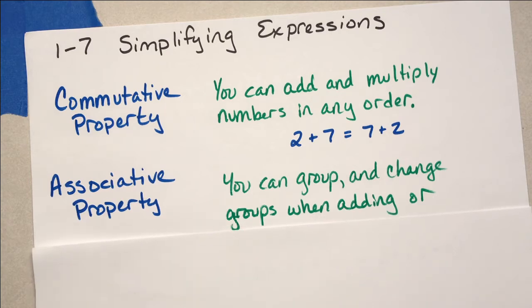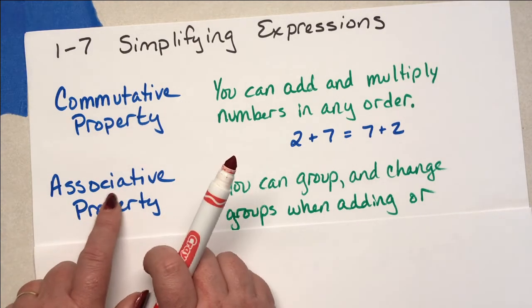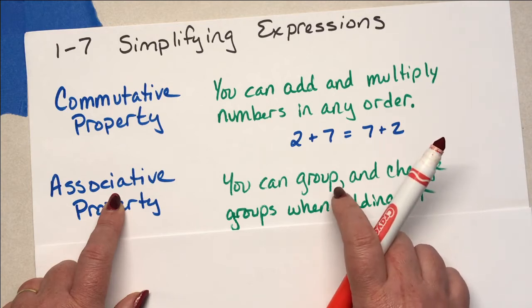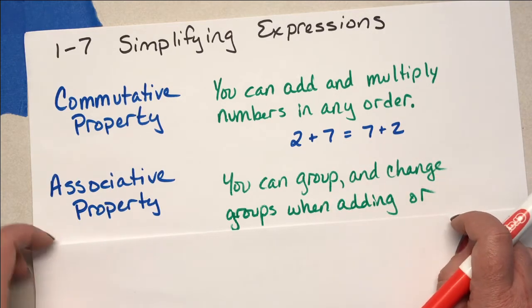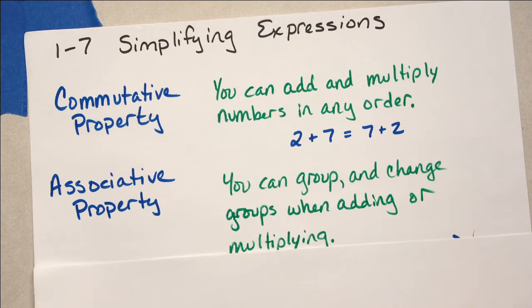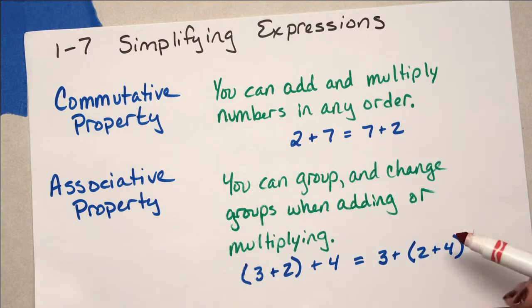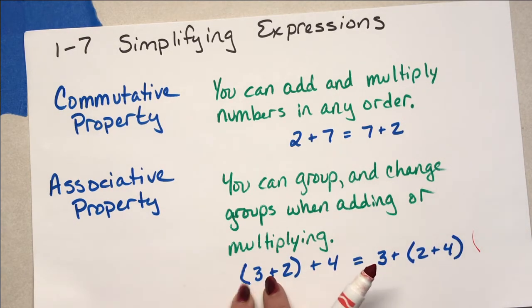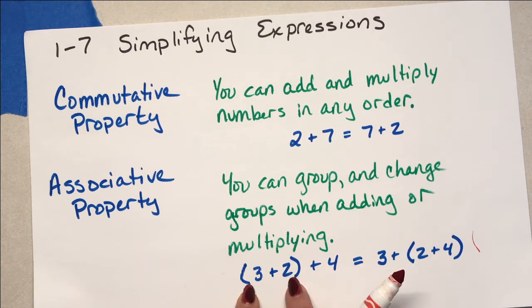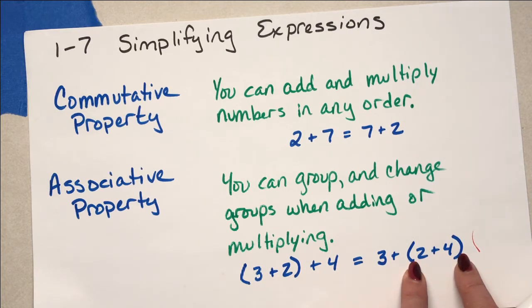Then we have the associative property. Who do you associate with? This is about grouping symbols. You can change groups and you can regroup things when adding or multiplying. Here we have the example that if everything is addition and I've got my 3 plus 2 grouped and I don't want to group my 3 plus 2, I can move that grouping to the 2 plus 4 and it'll still be the same. If they're all multiplying, you can do the same thing. However, if it's not all adding or all multiplying, you can't do it.